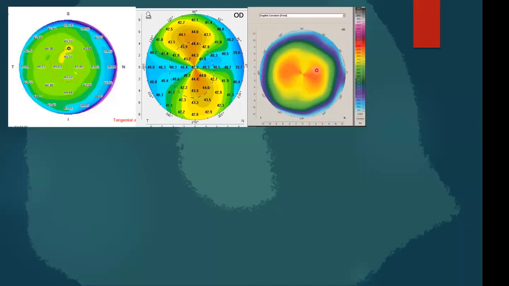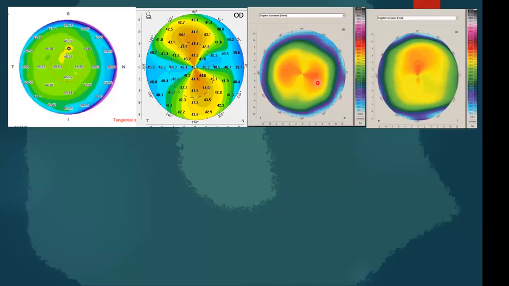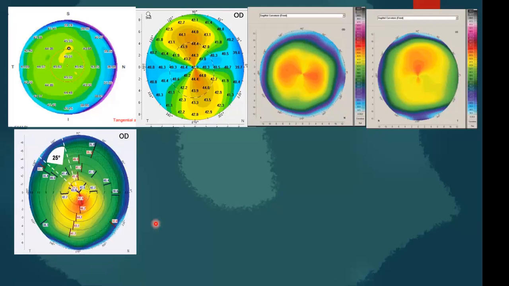This is again a symmetric bow tie, but this is against the rule astigmatism. This is an asymmetric bow tie with a superior steepening. This is again an asymmetric bow tie with an inferior steepening. But what this image also shows is a skewed radial axis. So what does this mean? It is also known as SRAX, or skewed radial axis of astigmatism.